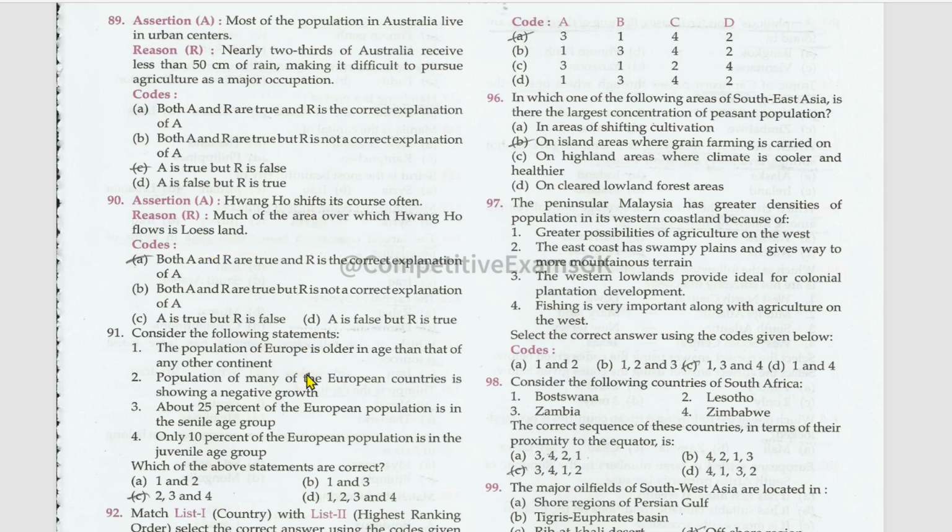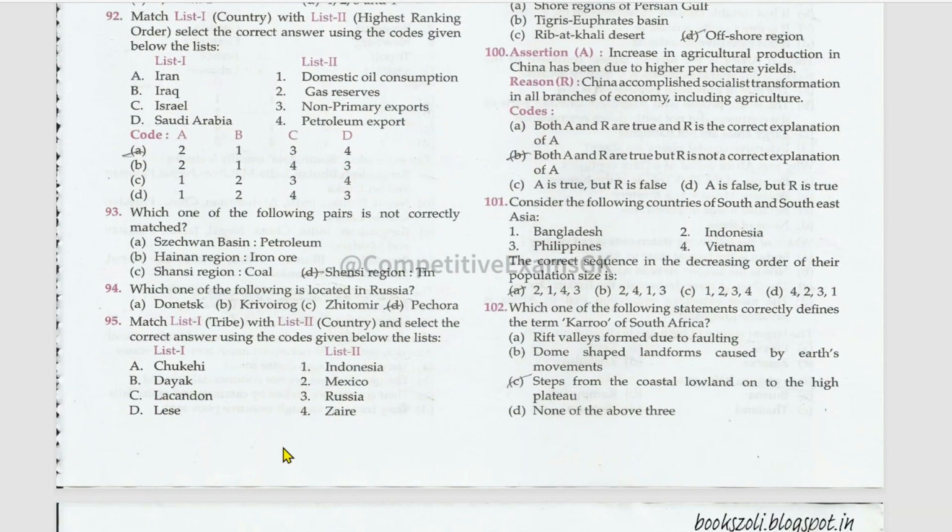Consider the following statements. Which of the above statements are correct? The population of Europe is older in age than that of any other continent. No, false. Population of many of the European countries is showing a negative growth. True. About 25% of the European population is in the senile age group. True. Over 10% of the European population is in the juvenile age group. Right. 2, 3, 4 are the correct statements. First one is the wrong statement.